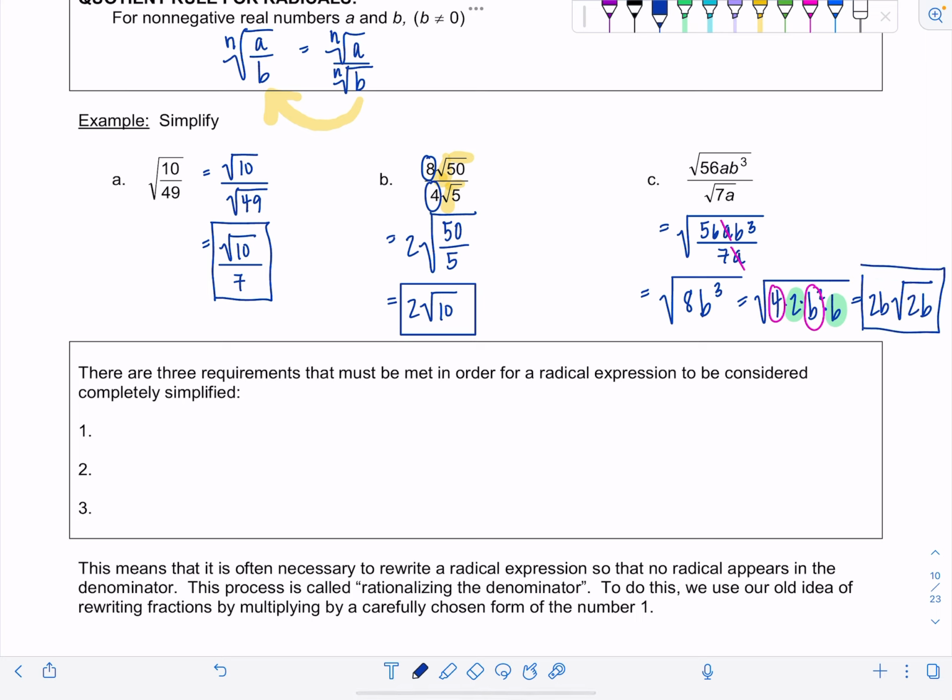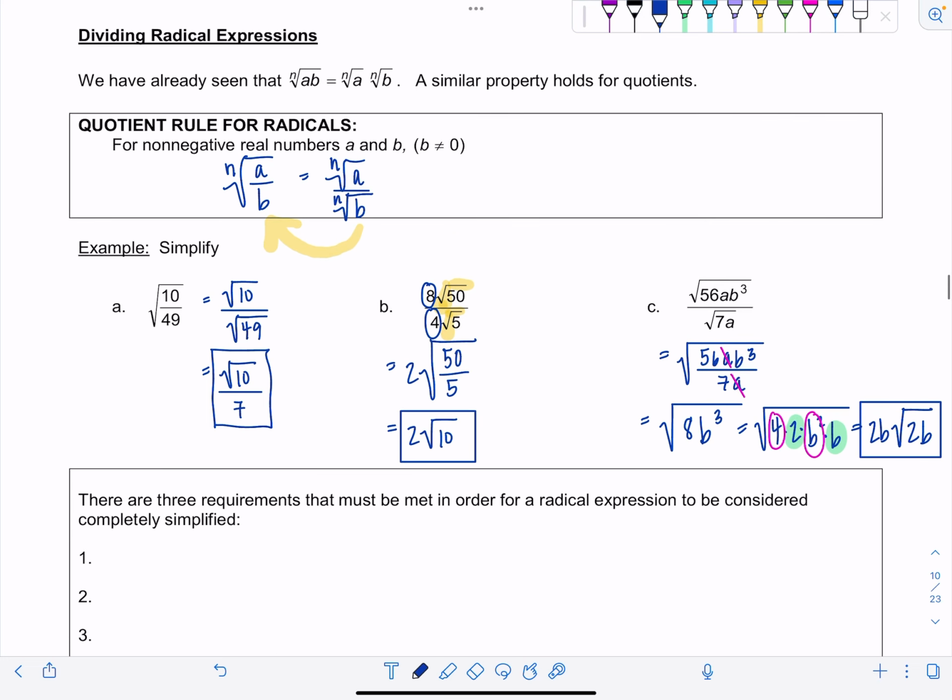All right, and you might be thinking, wait a minute, you didn't put absolute value around the b, and the last couple lessons you made a big deal that square root of b squared was absolute value of b. But remember, this quotient rule for radicals only applies for non-negative real numbers a and b, so I don't have to worry about b being a negative quantity.